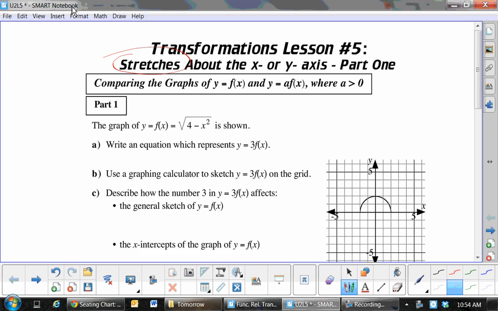Okay, since stretches is just a review, I'm just going to quickly talk about the 4 scenarios that stretches will occur. Okay, now the equation that I'm really going to be focusing on is y equals f of x. That's the original, and this is y equals f of x.